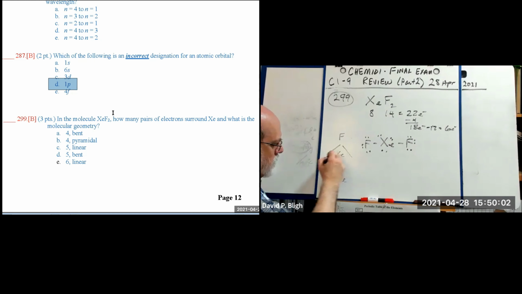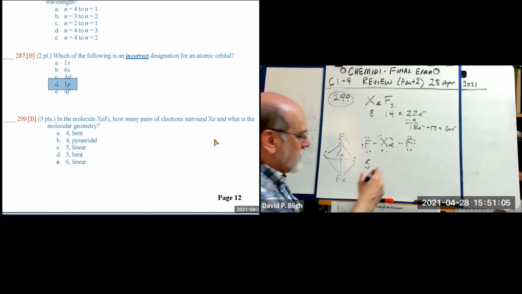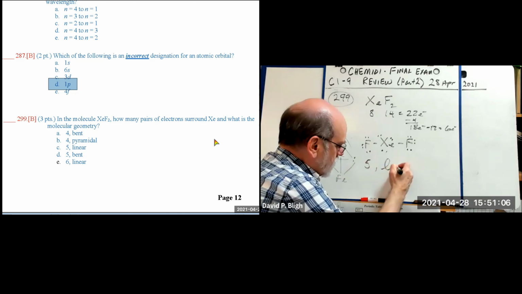You know what? That's not going to give us an answer. If we do it this way, then the molecular geometry will be linear. But how many pairs of electrons surround xenon? It doesn't say lone pairs, does it? Just how many pairs? Well, there are 1, 2, 3 lone pairs, but there's also a pair here and a pair there. So that's 5. So it's 5 pairs of electrons. And then the molecular geometry is linear. Okay? So there you go. C should be the best answer.